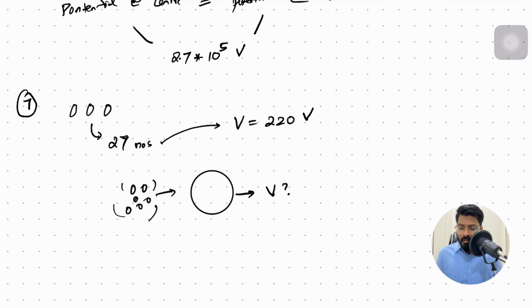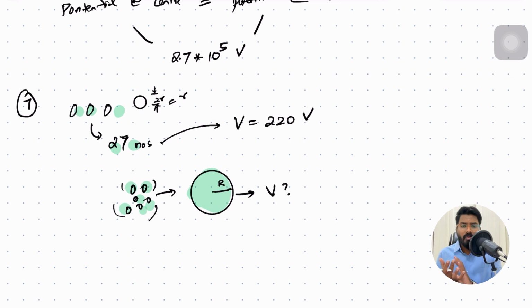Now let's say the smaller drops have a radius of r. I'm showing the diameter here, but the radius is r. Now when there are 27 of them, they all come together and combine to form this big drop, and this has a radius of capital R.